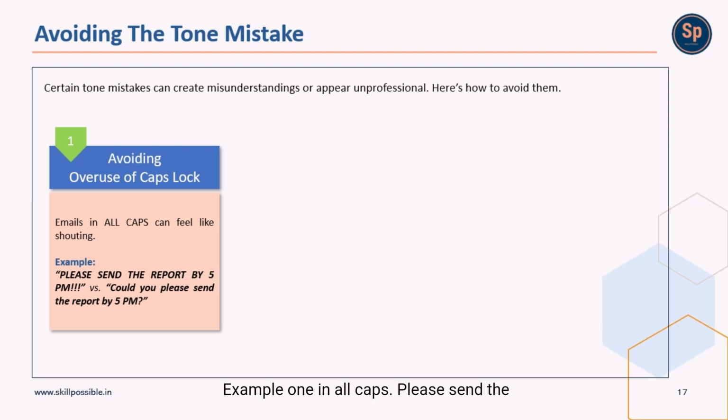Example 1, in all caps. "PLEASE SEND THE REPORT BY 5 P.M." Example 2, avoiding overuse of caps. "Could you please send the report by 5 p.m.?" See the difference?